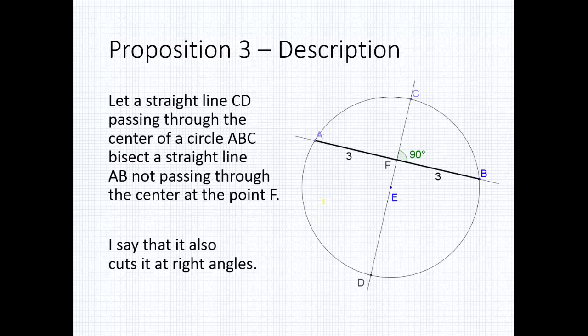Here's a detailed description. It says, let a straight line CD passing through the center of a circle ABC, bisect a straight line AB, not passing through the center, but bisecting it at point F. You can see that it's bisecting here because both sides are of equal length. The conclusion is that it cuts it at right angle, or that this angle in here should be 90 degrees.